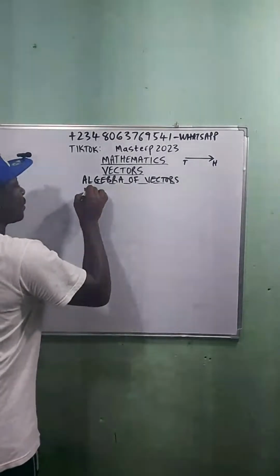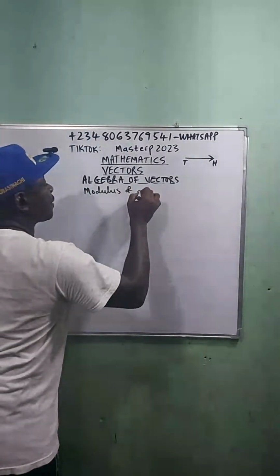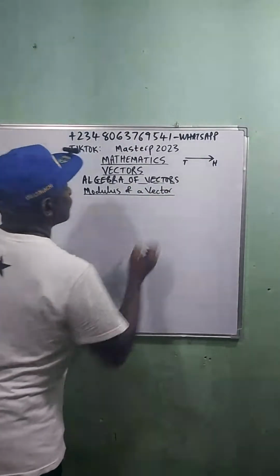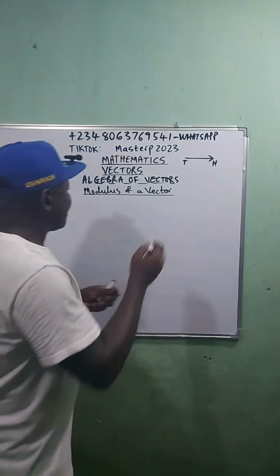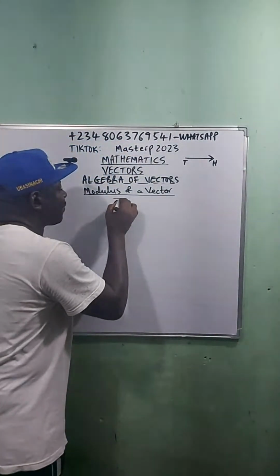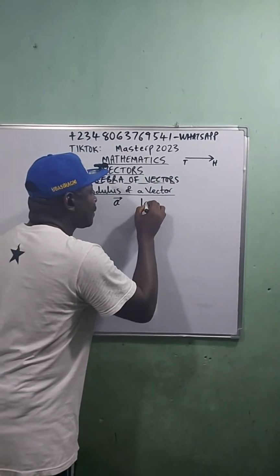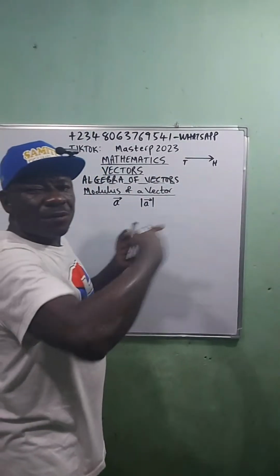So we have the modulus of a vector. Now, for us to look for the modulus of a vector, let's assume that A is a vector. If A is a vector, then its modulus will be denoted with absolute value bars, which means we are looking for the length.